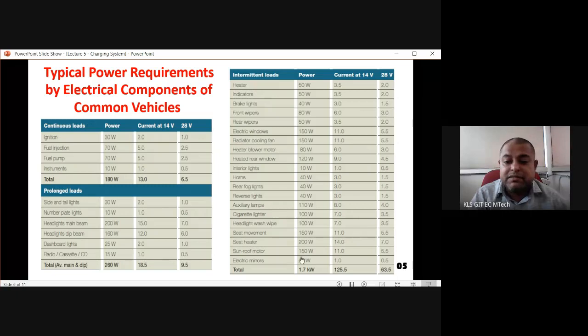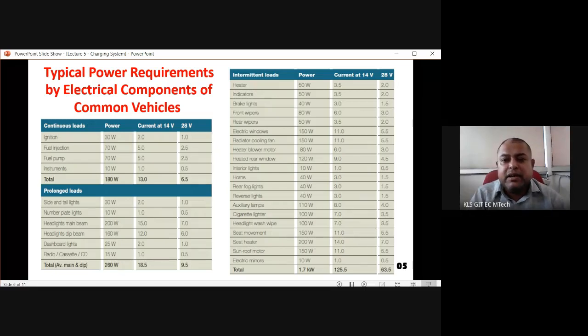So it will be 1.7 kilowatt of intermittent load, plus 260 watt of prolonged load, plus 180 watt of continuous load. All these three, if you add, 1700, 260 and 180, it will be around 2150 watts, or 2.15 kilowatt. So that is the worst case scenario. That is the maximum power that the alternator has to supply.